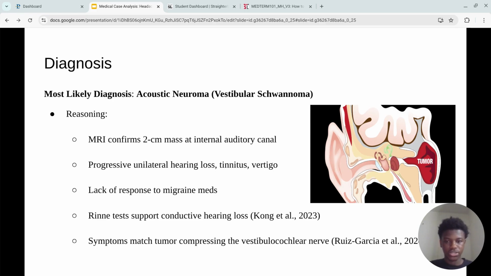And I've cited the source here. And lastly, the symptoms match the tumor compressing the vestibulocochlear nerve, which I also found is a characterization of acoustic neuroma.